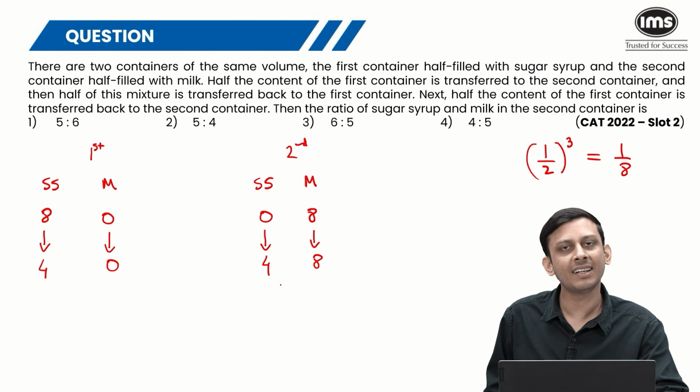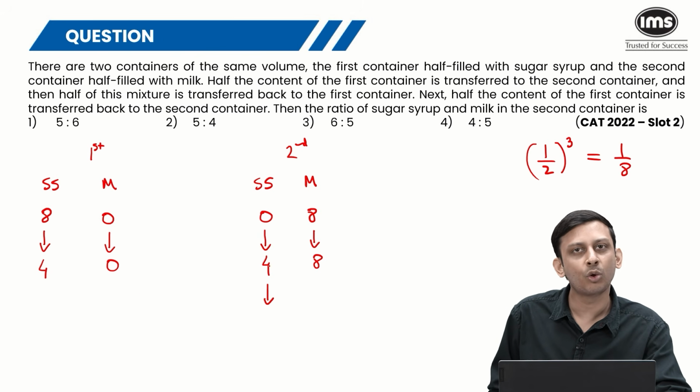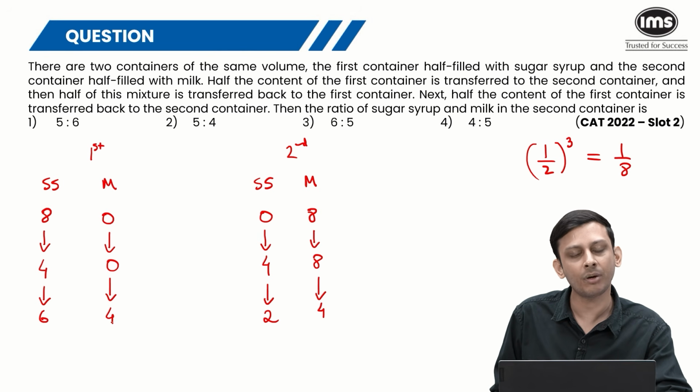Then from the second container, half will be transferred to the first. So half of 4, 2 will be transferred and 2 will be remaining. The first container will increase by 2, 4 plus 2, 6. Similarly, for milk, out of 8, half, 4 will be transferred, 4 will be remaining. And the 4 that is transferred, so in the first container, milk will increase by 4, it will become 4.